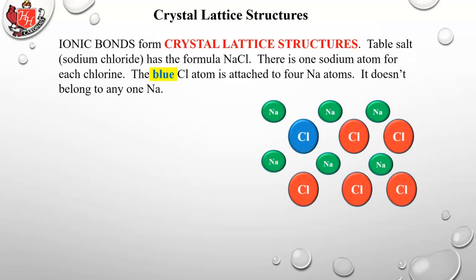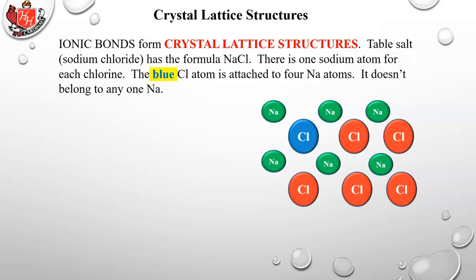So ionic bonds form crystal lattice structures. Table salt, sodium chloride, has the formula NaCl. There is one sodium atom for each chlorine atom. The blue Cl is attached to 4 sodium atoms. It doesn't belong to any one of the Nas that's around it.